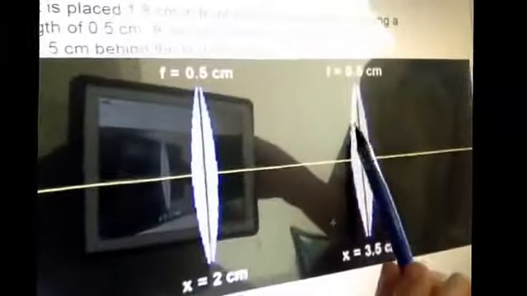This tells us the distance between the two lenses. Okay, and this is important. Only for two lenses you have this number. Okay. So the next thing we have to do is work out what they're trying to find.